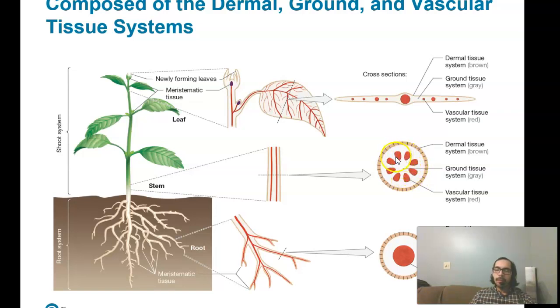So in lab, we did go over the vascular bundles. So when you have the xylem and the phloem adjacent to each other, those are the vascular bundles, which are made from vascular tissues. Then we also have things like the pith and the cortex. That's the ground tissue. And the epidermis is part of the dermal tissue.